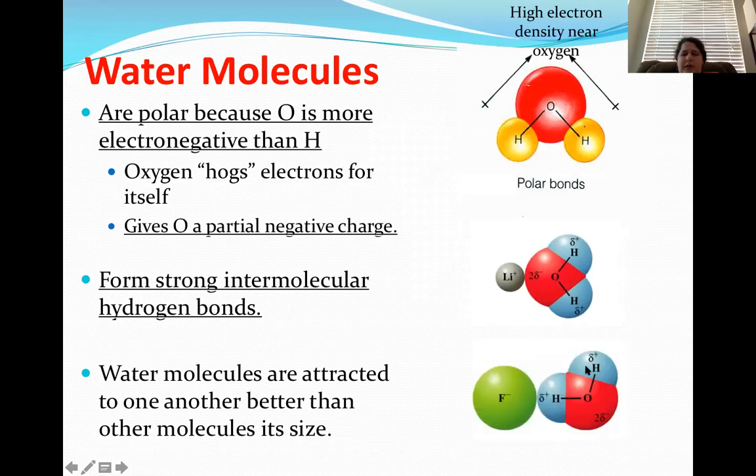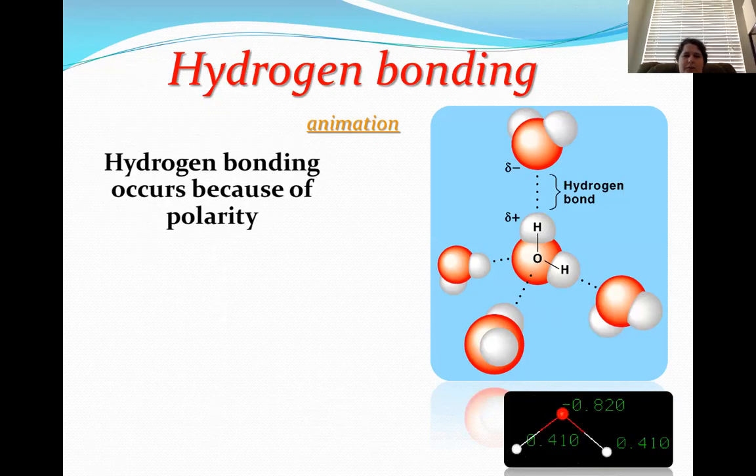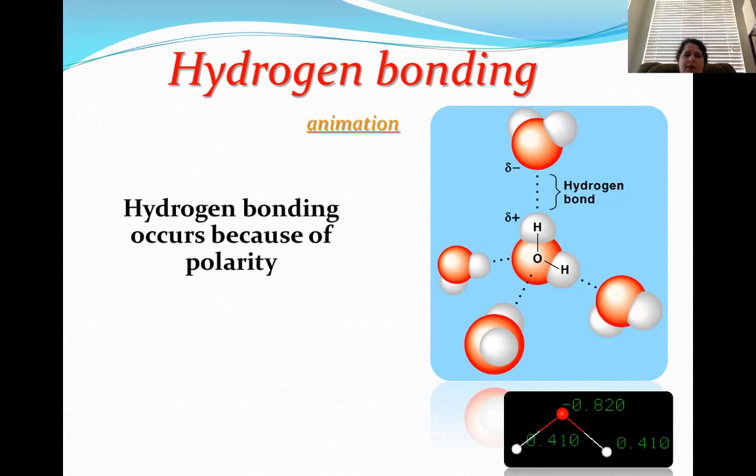So what's going to happen is these positive hydrogens are going to attract a negative oxygen. The negative oxygens are going to attract a positive hydrogen, and so forth. So this is what we're going to see. This hydrogen is going to line up with an oxygen. This oxygen is going to line up with some hydrogens until we get a crystalline structure that basically aligns itself a little bit more regularly. Hydrogen bonding occurs because of polarity, and a lot of the important properties of water are because of this hydrogen bonding.